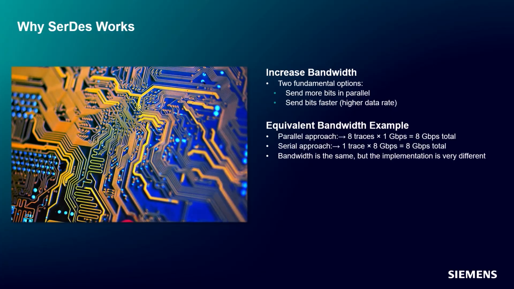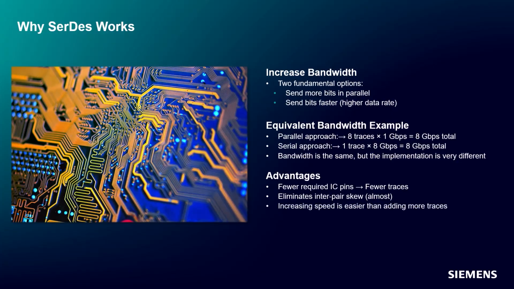This shift has several major advantages. First, it drastically reduces the number of pins an IC needs for serial channels, therefore reducing the number of traces required. Fewer pins mean lower costs, simpler packages, and easier board design. Second, it eliminates inter-pair skew. Since all the data is transmitted over a single high-speed path, you no longer need to worry about multiple signals arriving at slightly different times. Third, it improves scalability. It is far easier to increase the speed of a small number of high-performance serial links than it is to keep adding more parallel traces.